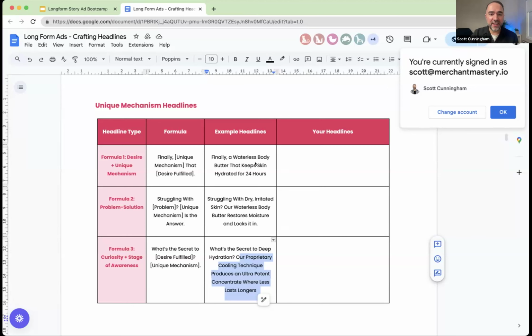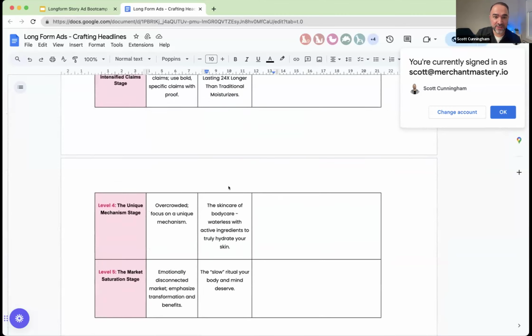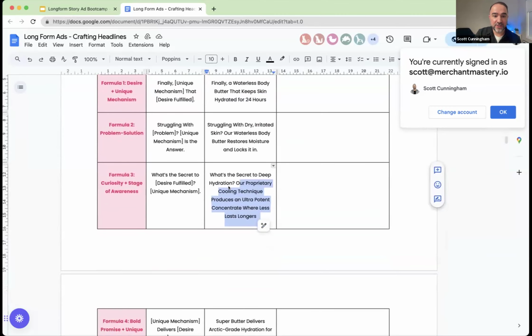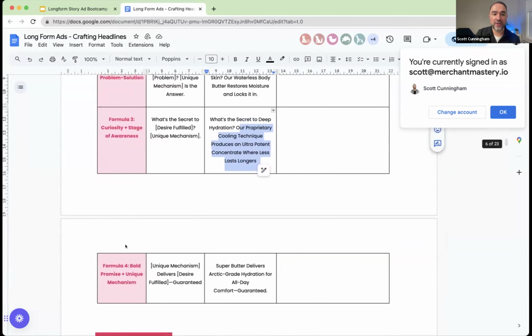Okay, so this is the third table, right? One, two, three. Sorry, I missed one; there's one more down here. Formula 4, bold promise plus unique mechanism. So unique mechanism delivers desired result, guaranteed. Super butter delivers Arctic grade hydration for all day comfort, guaranteed.